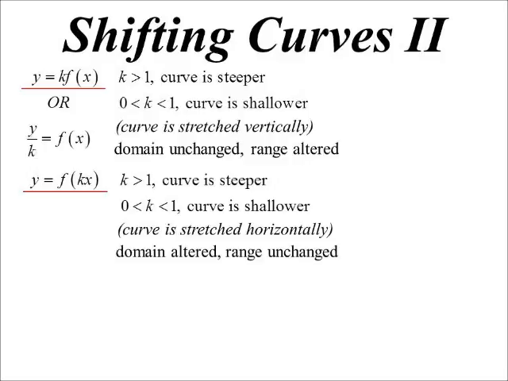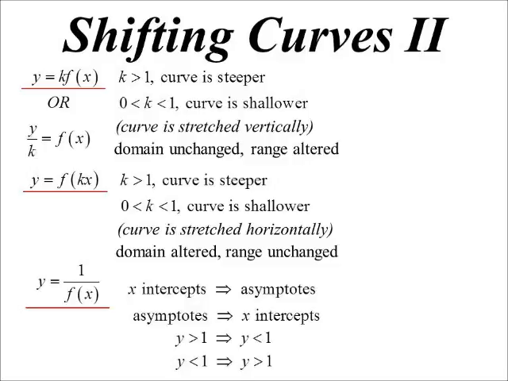It's the domain that will change then, because if I'm pulling the graph horizontally or pushing it in, it's the domain that's going to be affected. The x-intercepts will change, things like that. The range won't change. It'll still stay between the same y values.